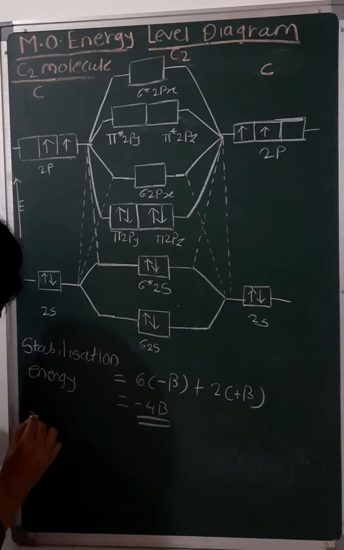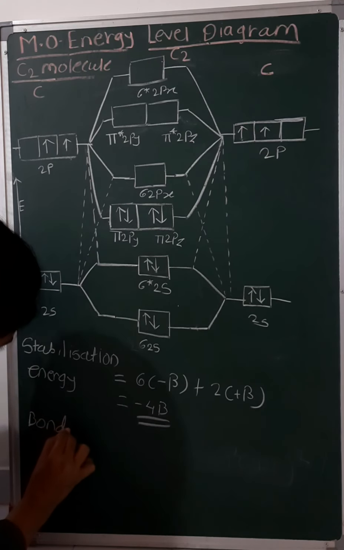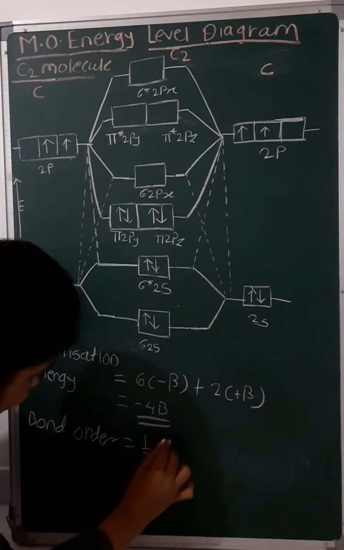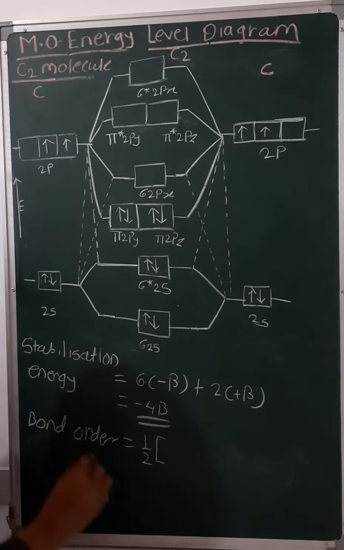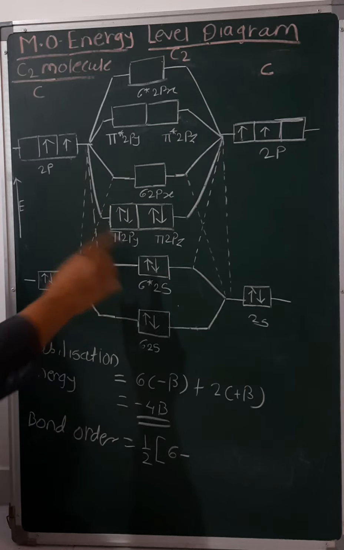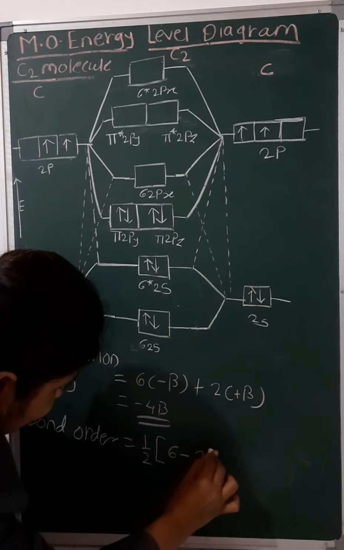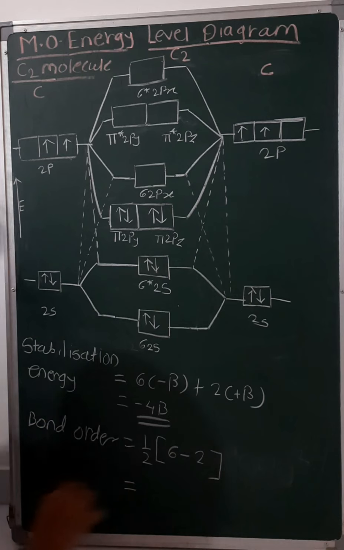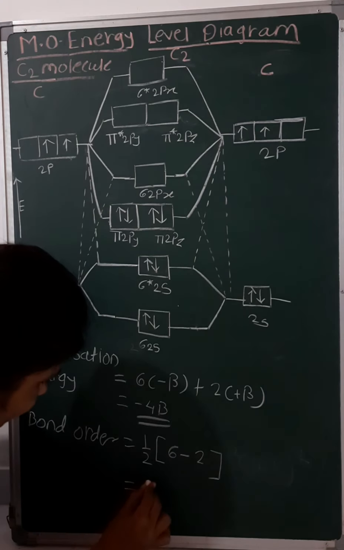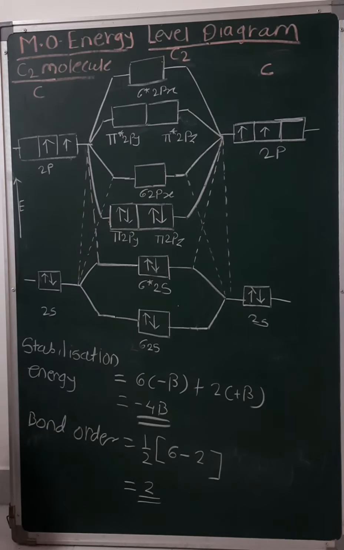Then the next one is bond order. The formula for bond order is 1 by 2 times the number of electrons present in bonding molecular orbitals, which is 6, minus the number of electrons present in antibonding molecular orbitals, that means 2. Therefore the bond order of the carbon molecule is 2. The stabilization energy is minus 4 beta and the bond order is 2.